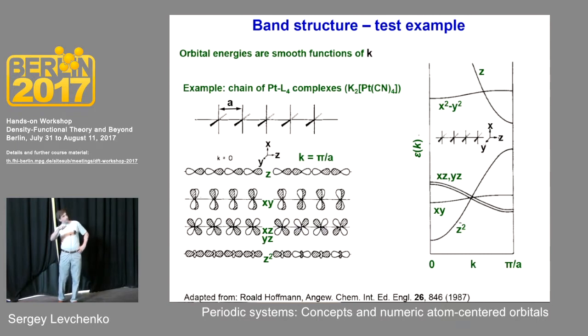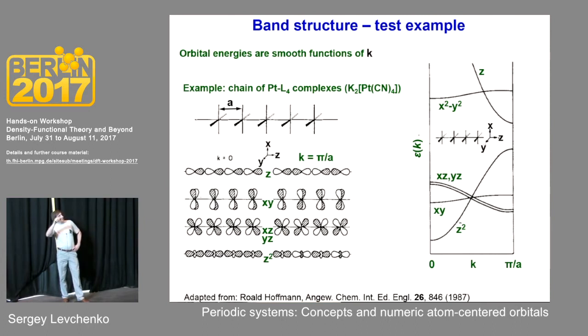So we have some energy here, and we connect it by this smooth line. Now for xz and yz orbitals, we have an anti-bonding overlap at k equals 0, some point here. But it becomes bonding at pi over a, but this overlap is smaller than in the case of z squared. So the variation becomes smaller, and it's in this direction.